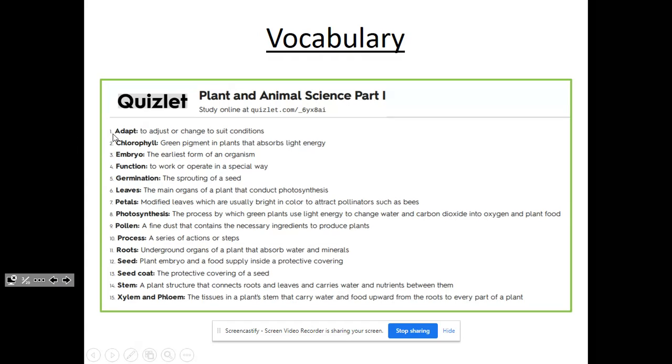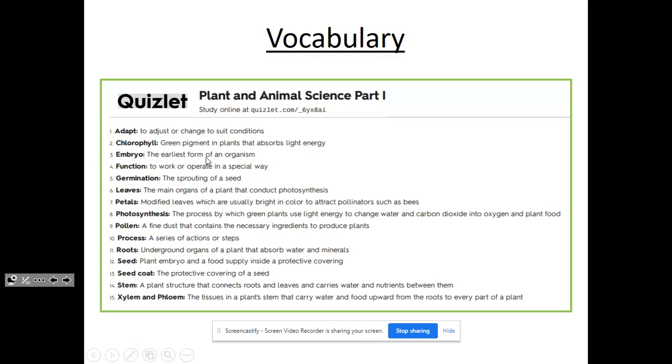Let's go over them. Number one, adapt. We're going to talk about what it means to adapt, to adjust or change to suit conditions. How do you adapt when you're cold? Don't you usually put a coat on? Think about animals. What do they do when they get cold? How do they adapt? And chlorophyll. Chlorophyll are little green pigments in plants that absorb light energy. That's what makes a plant green, those little chlorophyll parts.